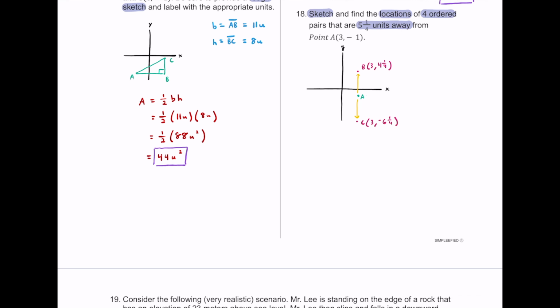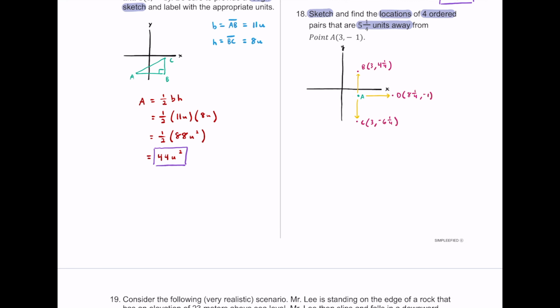What if we move to the right? If we move to the right 5 1/4 units, let's see what's going to happen here. That means if we're moving to the right, then the X coordinates are going to change, but the Y coordinates are not here. We'll call this point D. Okay, so the Y coordinate is going to be -1 still, but if we're at 3 and we move 5 1/4 units to the right, this should now be at 8 1/4 units. So 8 1/4, -1. We're still beneath the X axis here.